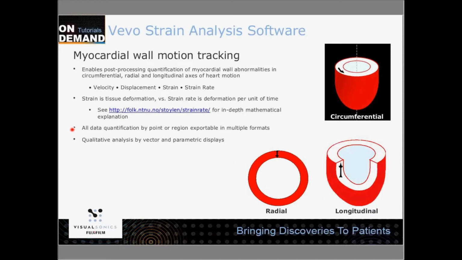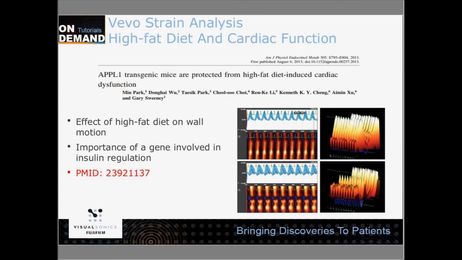So two other quick things I just want to mention too. Although the software, you'll see, has a great front end to it for showing the data and giving great examples, all of the data, because we are a research company and we know our customers are really focused on research, all of the data quantification produced by the VevoStrain package is exportable as multiple formats so that you can do further downstream mathematical analysis if you want to try MATLAB or scripting or anything like that on it. And within the software itself, it does provide really nice representations, vector diagrams, parametric displays, and whatnot to really show you what's going on with your animal models.